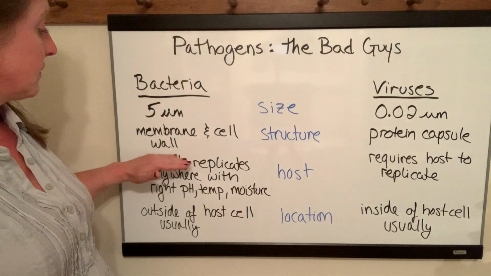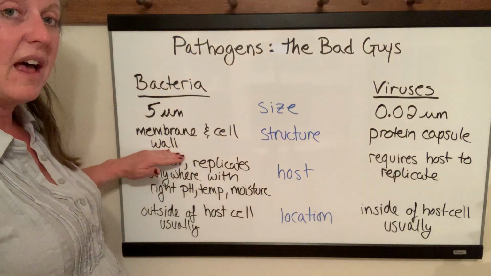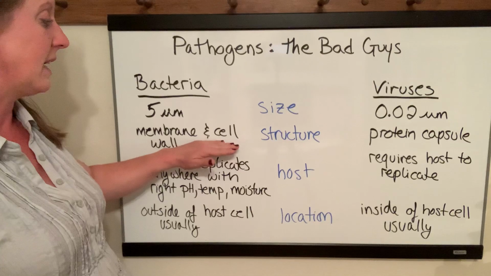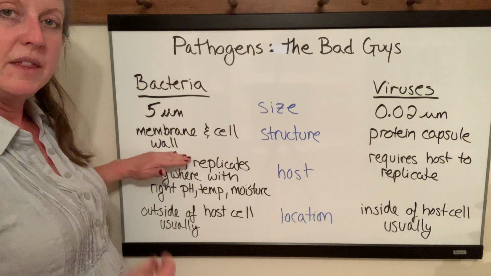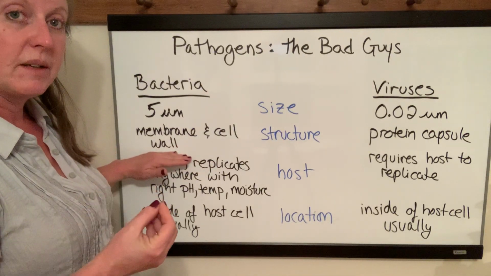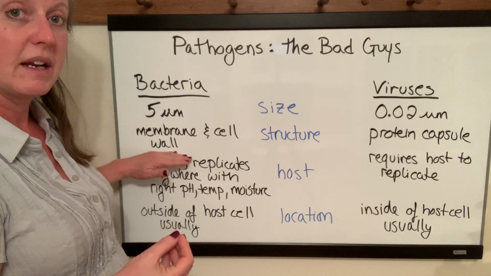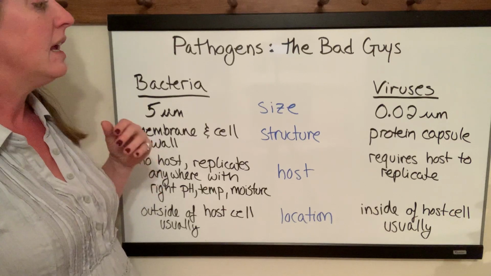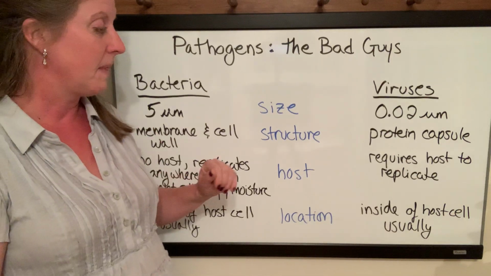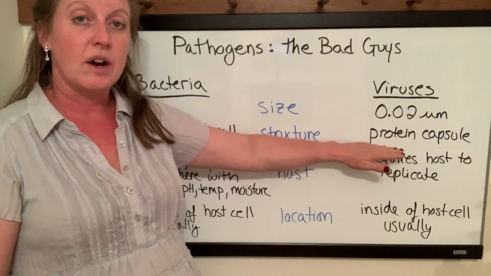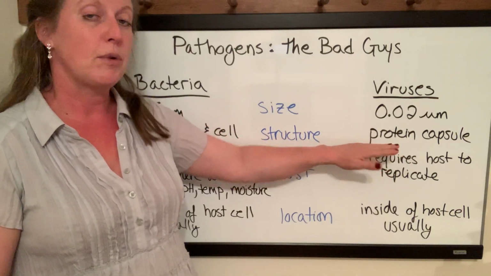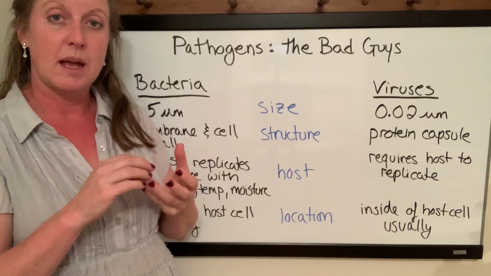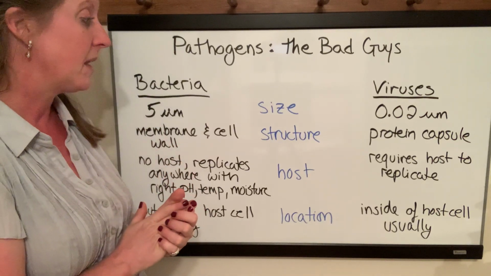Also, structure matters. Bacteria are cells. And so they always have a cell membrane, just like our cells do, and many of them also have a cell wall. These represent places where we can target bacteria with things like antibiotics. Anything that ruptures the cell membrane or prevents the cell wall from forming is going to be harmful to the bacteria. Viruses, on the other hand, are not cells. They exist in a protein capsule that contains nucleic acid material, sometimes DNA and sometimes RNA.